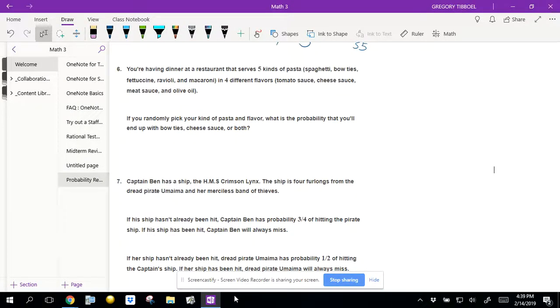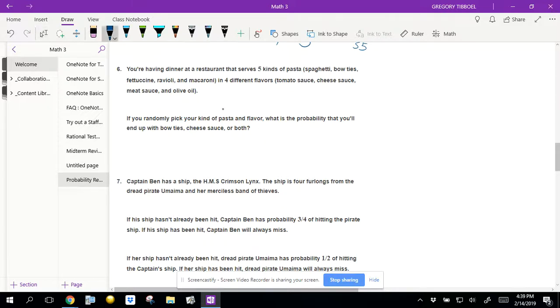Okay, let's take a look at 6 now. So 6 is basically we have 5 pastas, 4 flavors. Basically what we got is they want to know what's the probability that we'll end up with bow ties, cheese sauce, or both. So really I'm thinking this is bow ties or cheese sauce or both. So we're dealing with an or statement.